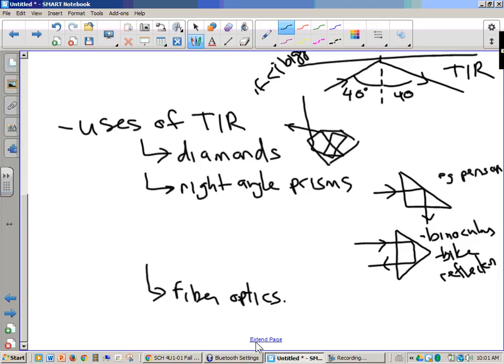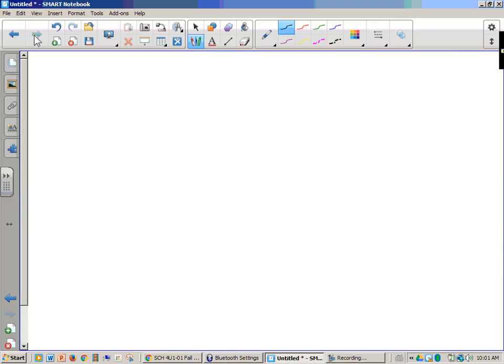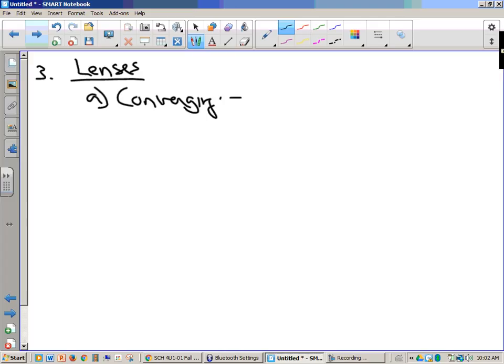So next, and I might as well get another page because I'm getting good at this. What am I at? 3? Next, we talked about lenses. A, converging. What had to be true about converging lenses? There's an example of one right there. What had to be true in terms of its physical shape?